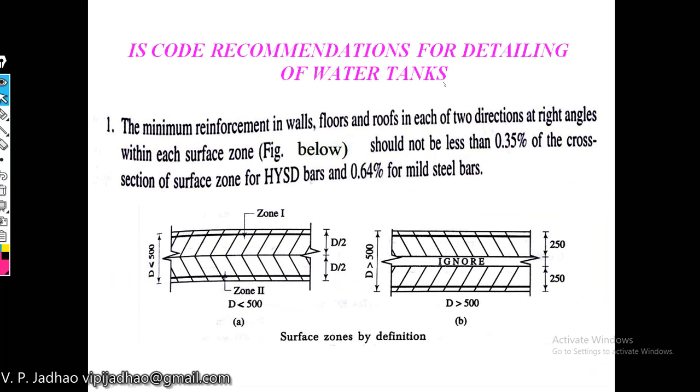Now, some IS code recommendations are there based upon which we have to provide the steel. These are given in IS 3370 part 2. The first is the minimum reinforcement in walls, floors and roof. But first I have to explain some part.